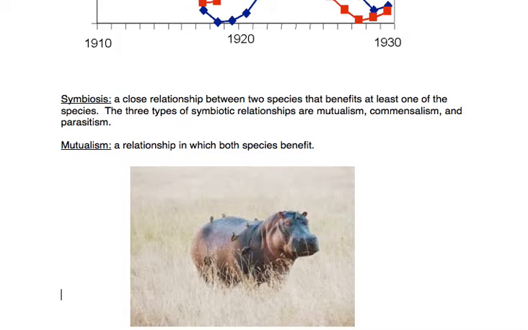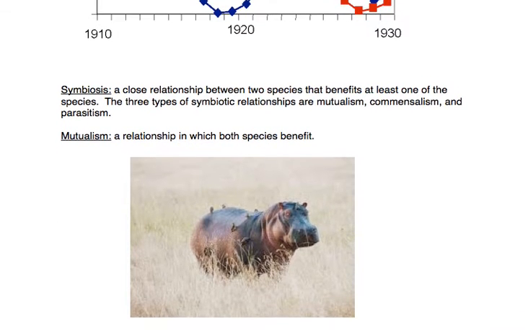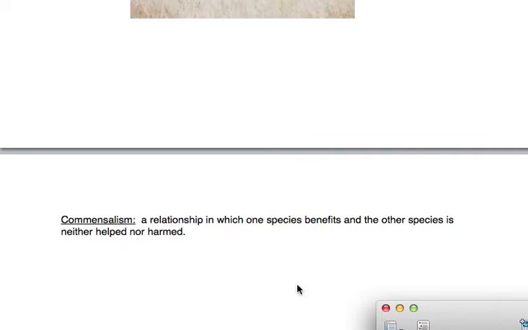So that's mutualism. The next relationship we're going to look at is something called commensalism. Commensalism is a relationship in which one species benefits and the other species isn't helped, but it isn't harmed either. It's kind of like a non-entity.